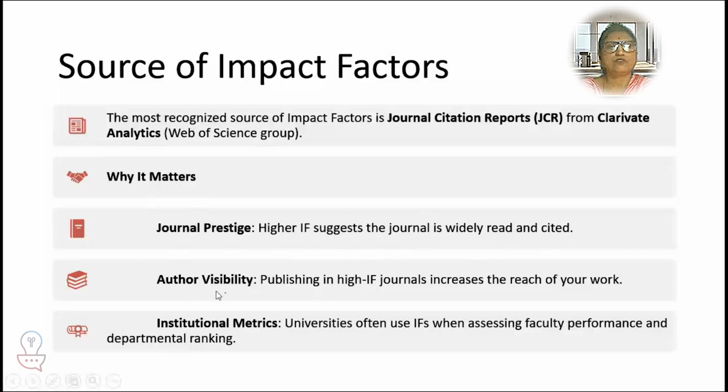It also ensures author visibility. Publishing in high impact factor journals increases the reach of your work because these are the journals in which articles are widely read and cited. Universities often use impact factors when assessing faculty performance and departmental rankings. So it's very good if you do that level of research and publish your research work in high impact factor journals.